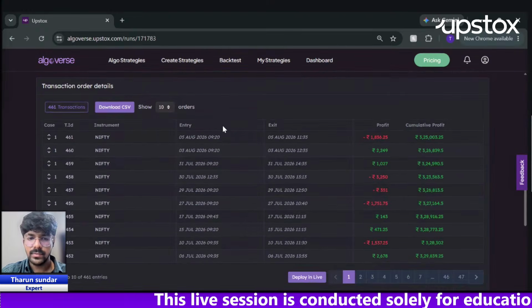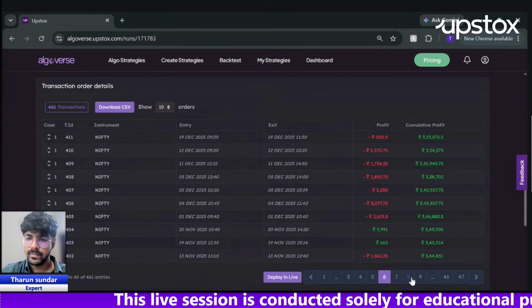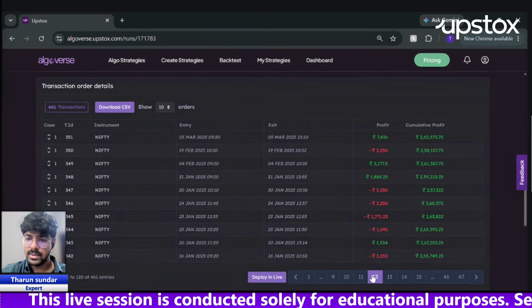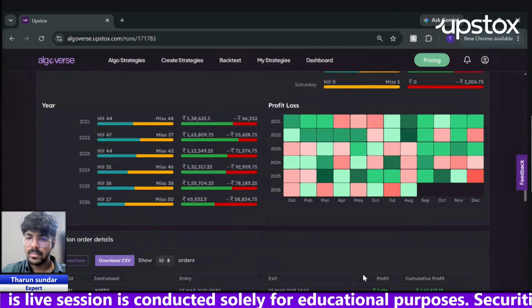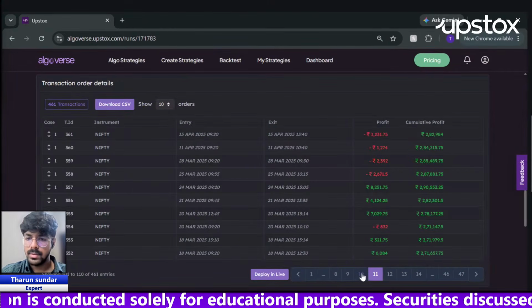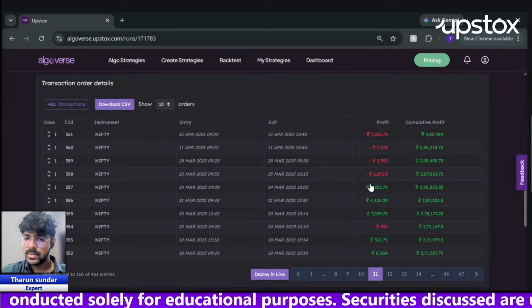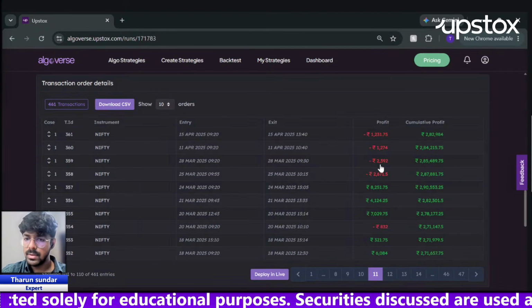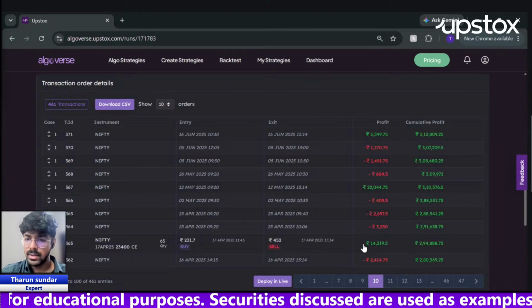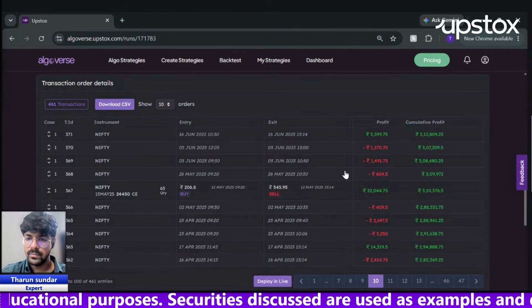And the data says I have 461 transactions for this one. And I can see what my win streak and loss streak are with this. Here I can see three continuous wins, big wins, and four continuous small losses. Five, and then again a win, three losses, again a win.